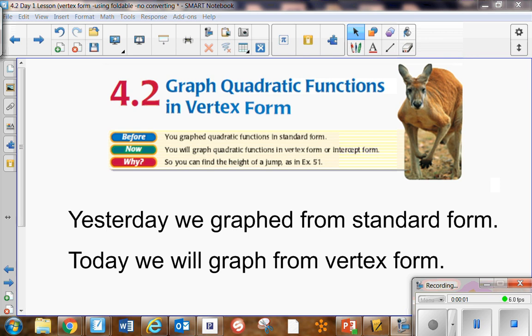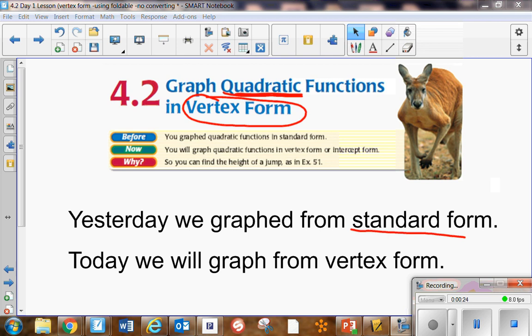So today, we're still in 4.2. No, I think yesterday was 4.1. But we're still going to be graphing quadratic functions. We're going to be in the quadratic situation. Except today, we're going to graph from vertex form, where yesterday we graphed from standard form. And there are 3 different forms that we'll graph from.